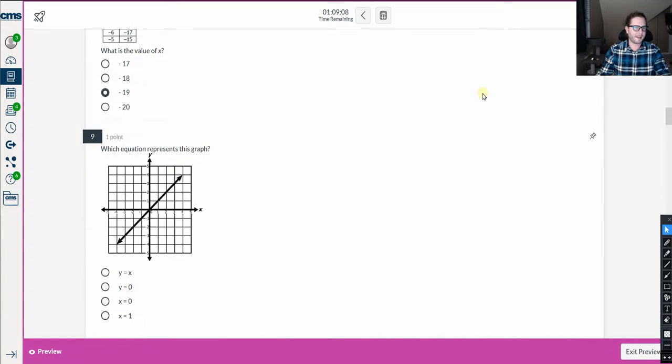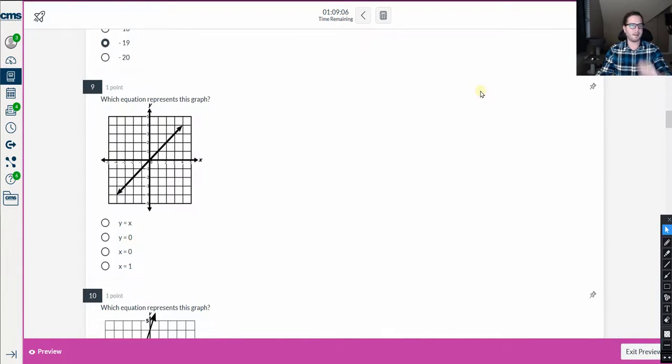So after that, we've got number 9. And number 9, it just shows a graph and it's asking what equation would work for this. So first of all, we're going to need our slope and we're going to need our y-intercept. Well, our y-intercept, where it crosses the y-axis, is just going to be at 0, 0. So the y-intercept is going to be 0. So already this part of the equation might not exist.